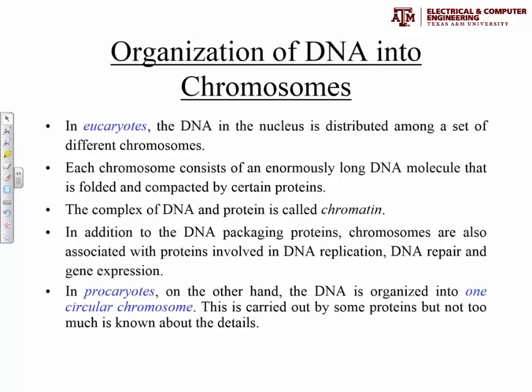Now, in eukaryotes, most of the DNA is in the nucleus. The mitochondria has some DNA, but most of it is in the nucleus. The DNA in the nucleus is distributed among a set of different chromosomes. That's how it's organized. Somebody asked me 2-3 lectures ago about how the DNA is organized inside cells. It's organized in the form of chromosomes. Each chromosome consists of an enormously long DNA molecule, which is folded and compacted by certain proteins. The complex of DNA and protein is called chromatin.